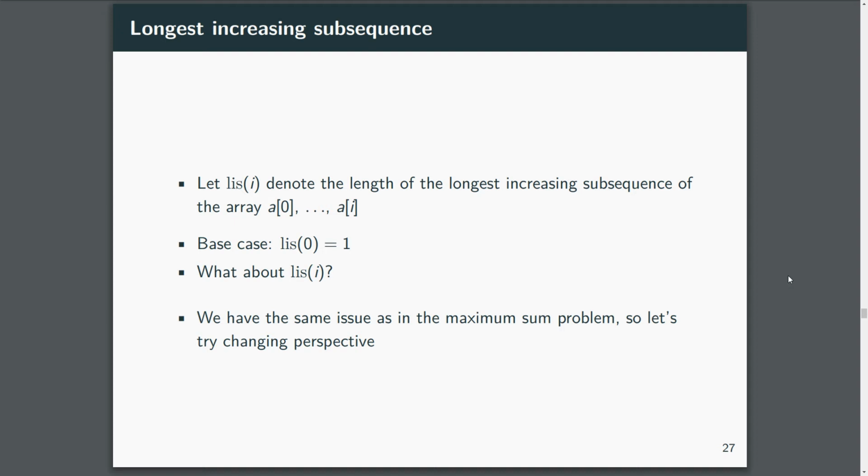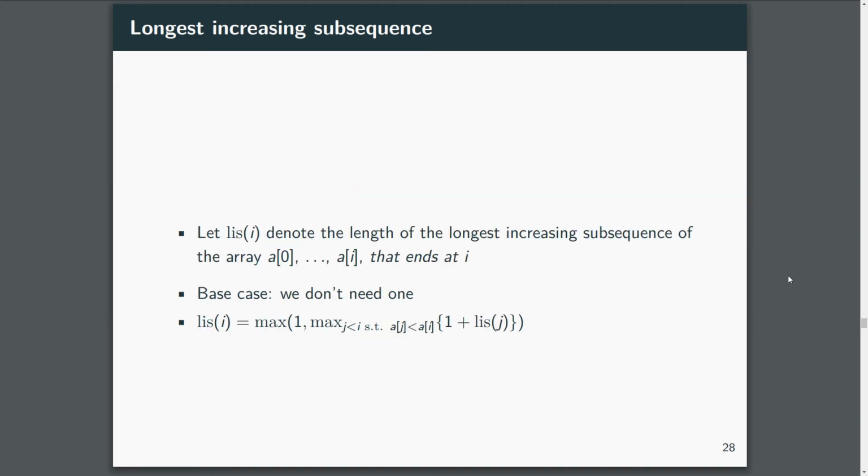So let's make the same change we did. So let list of I specifically have to end at I. So it's the range from 0 up to I, but the subsequence must end at I. We don't actually need the base case here. You can just take the max of 1 and then a max over all the possibilities.